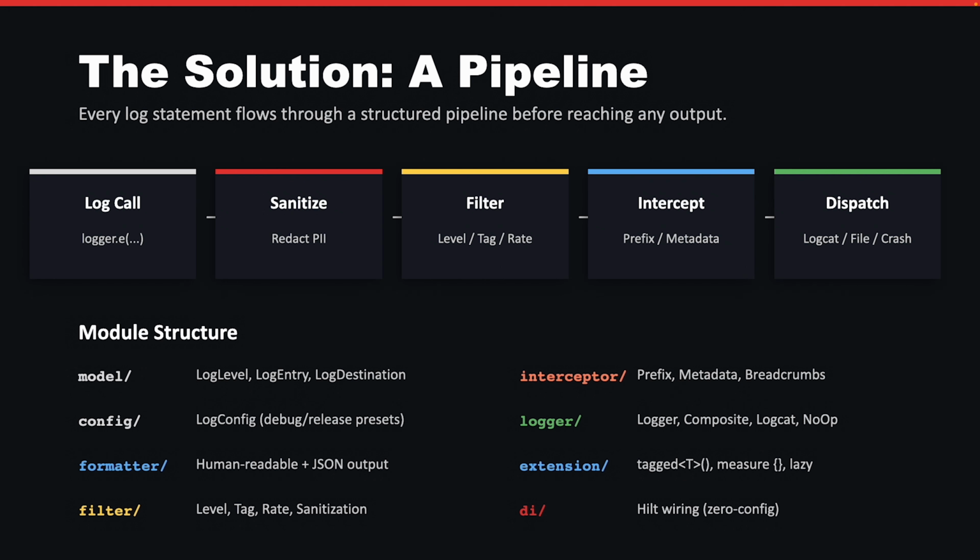Step 5. Dispatch. The entry goes to every registered logger, Logcat, file, and crash reporter, all at once. The call site does not know or care how many destinations there are. Below that you can see the module structure. 8 packages, each with one job. Model, configuration, formatter, filter, interceptor, logger, extension, and dependency injection. We'll build every single one.